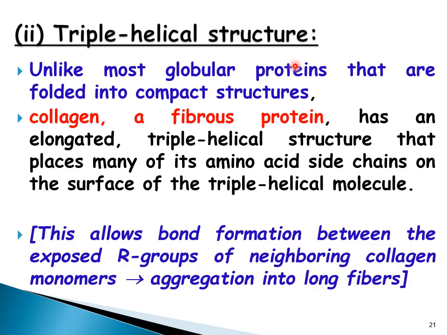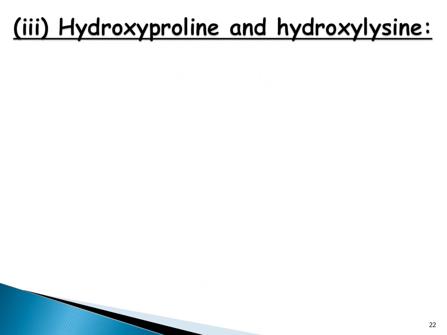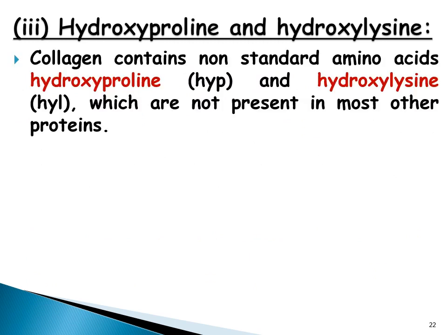What is the importance of that? This allows bond formation between the exposed R groups of neighboring collagen monomers, resulting in aggregation into long fibers. So the R group or side chain of one collagen fiber makes a bond with the R groups of the neighboring collagen fibers, and in such a way it forms long fiber aggregates. Then the third thing in the structure is hydroxyproline and hydroxylysine.